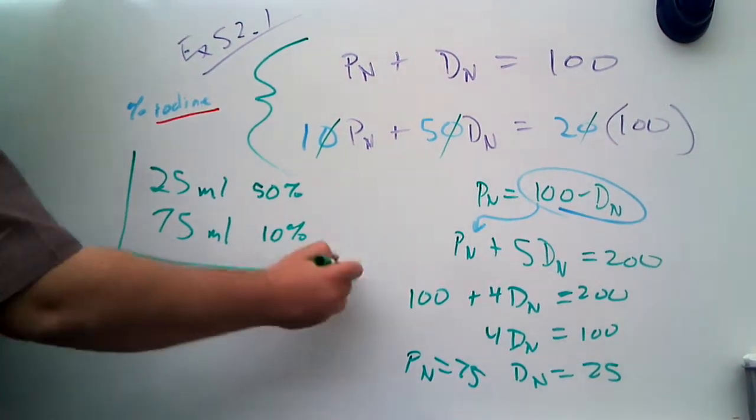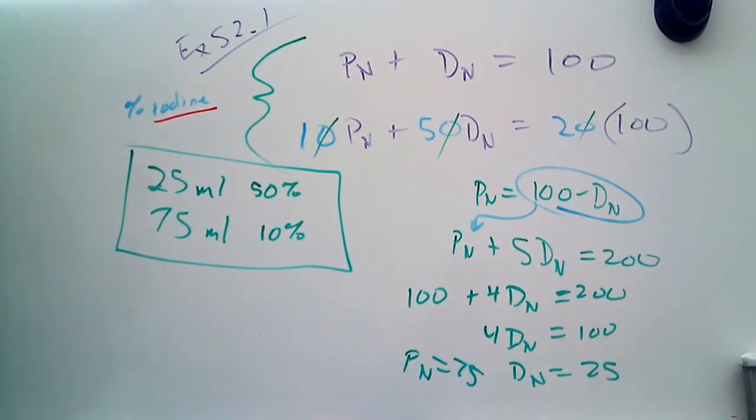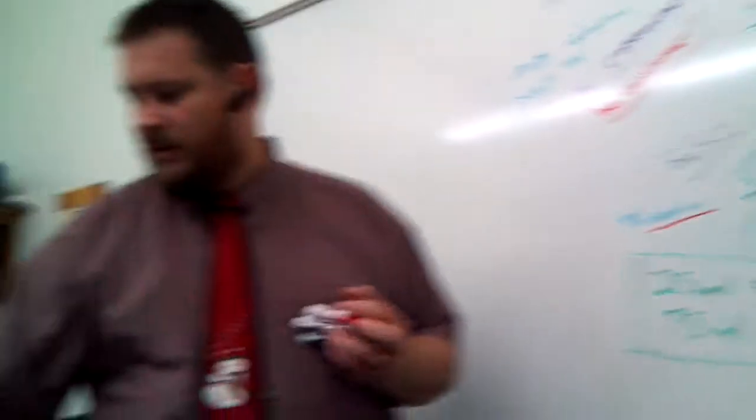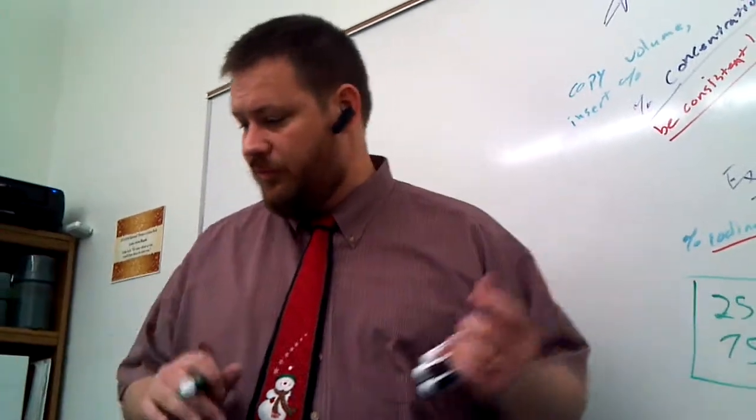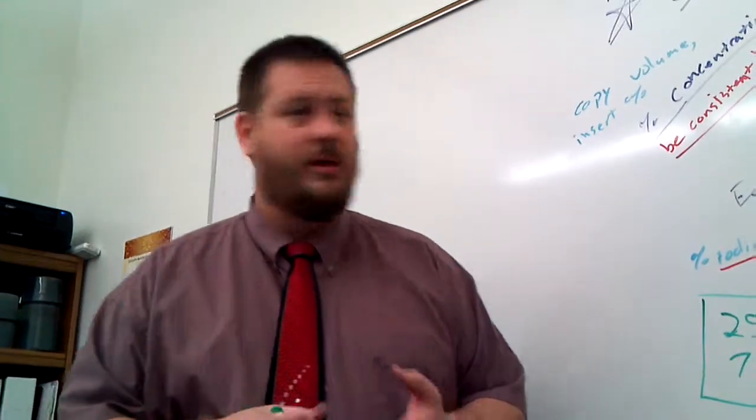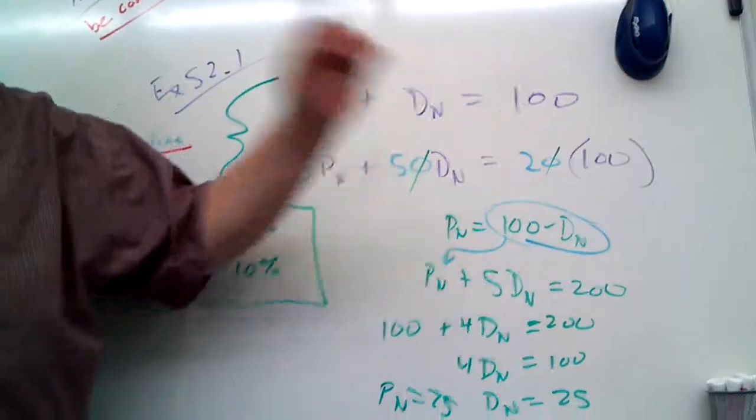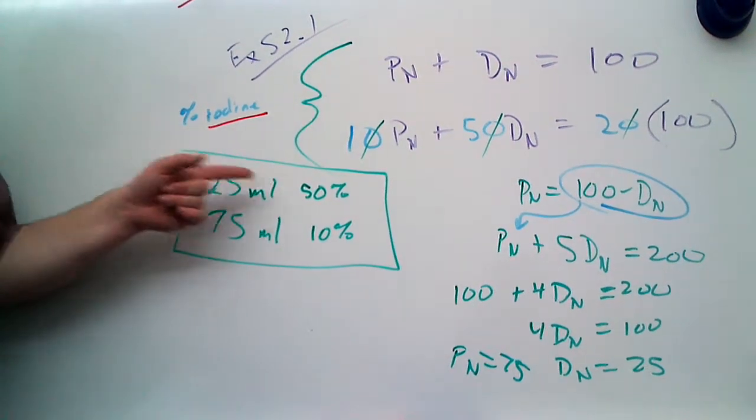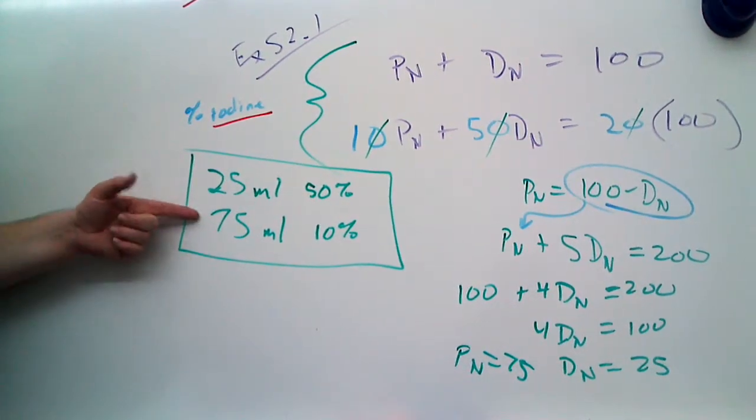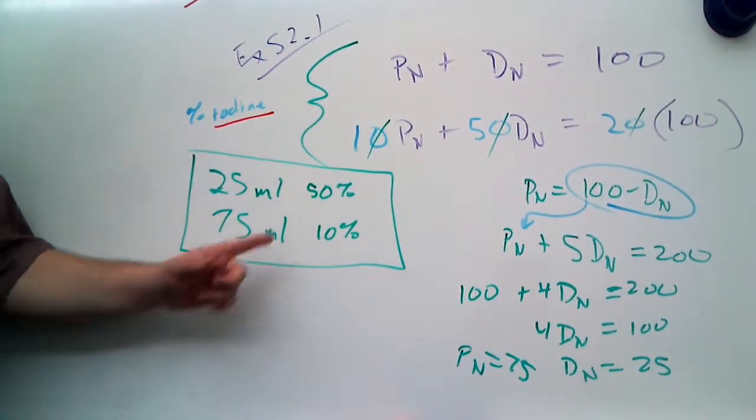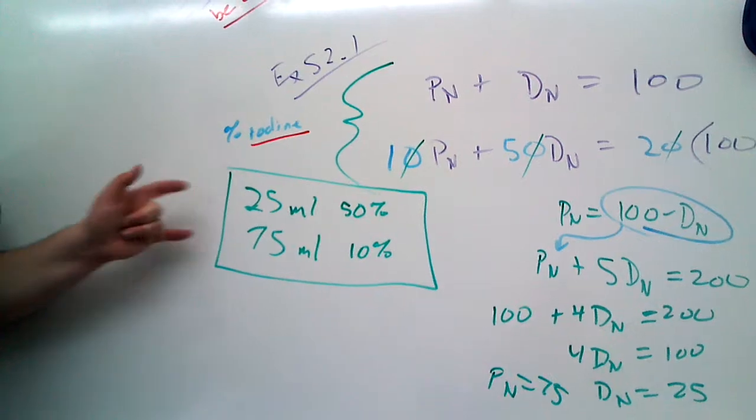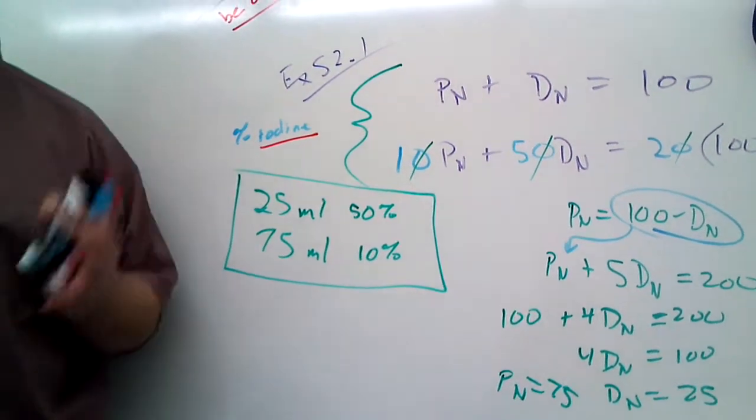And so now I have an answer that is meaningful. Because the question is, how much of each solution, the 10% solution and the 50% solution, should the druggist use to get 100 milliliters of 20%? Well, he needs to use 25 milliliters of the container that has the 50% solution, and 75 milliliters of the container that has the 10% solution. And now we have clearly given an answer to the question. We have solved this druggist's problem.